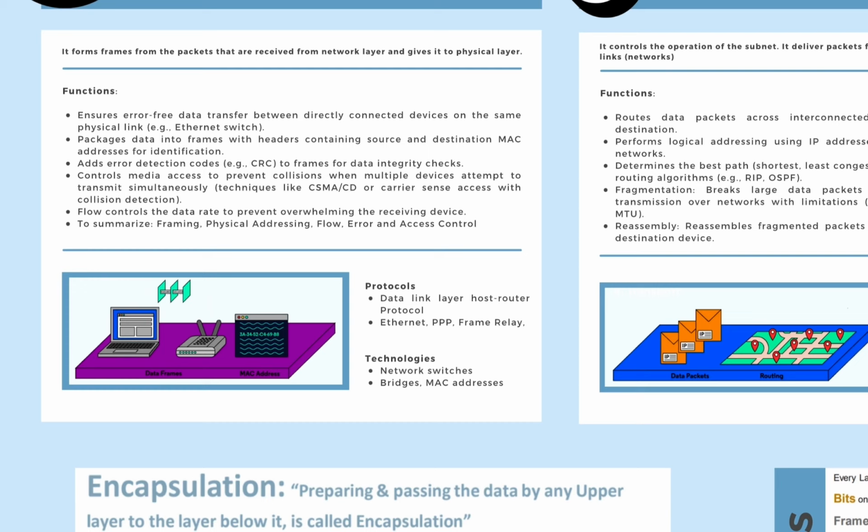With the protocols of this layer, we have the data link layer host-to-router protocol, and we can find, for example, Ethernet, PPP, and Frame Relay. With technologies, we can have, for devices, network switches, as I said, Ethernet switches. We can have bridges and MAC addresses.